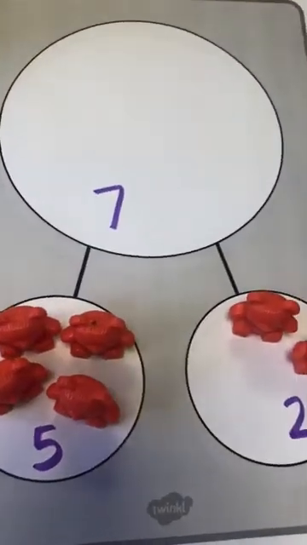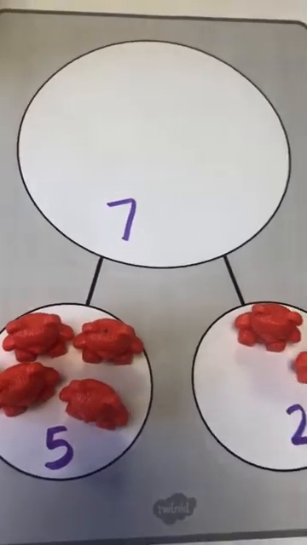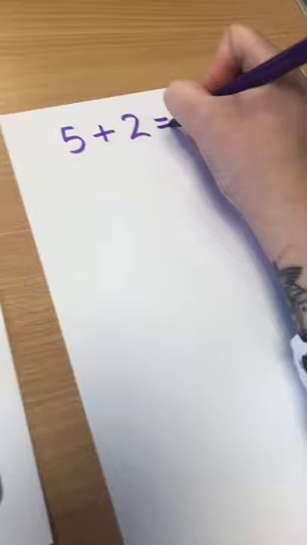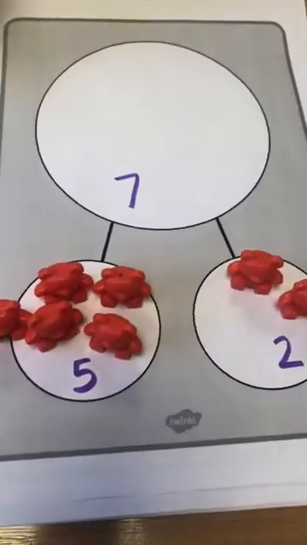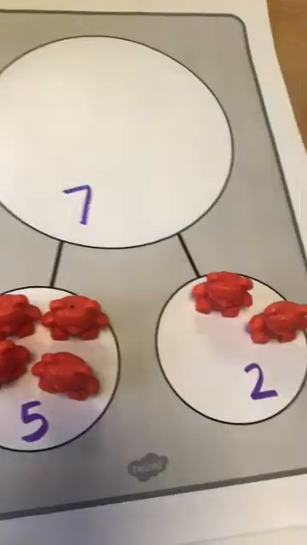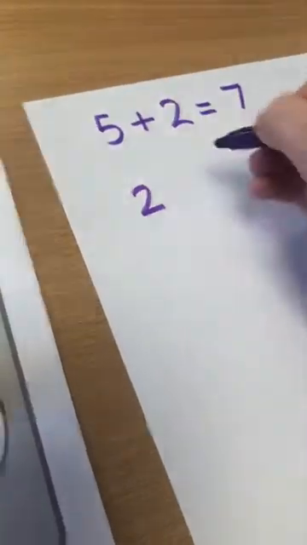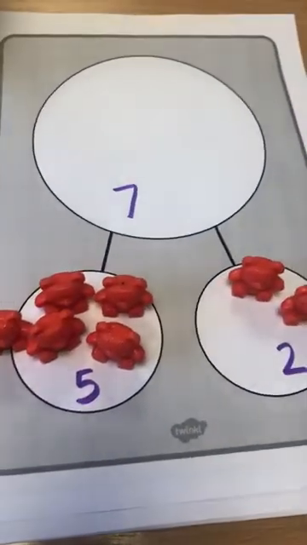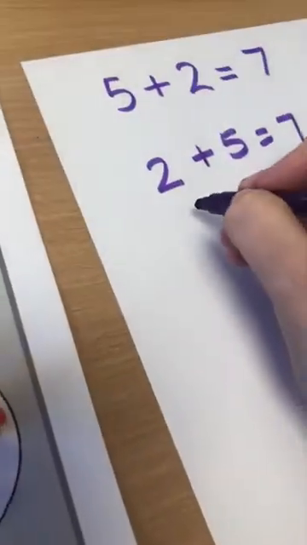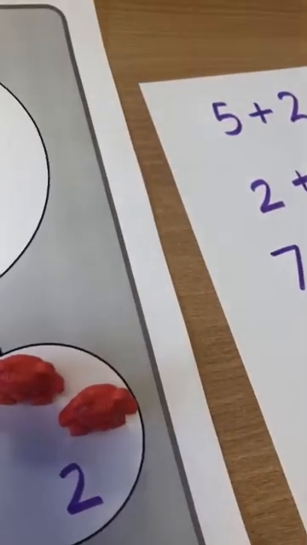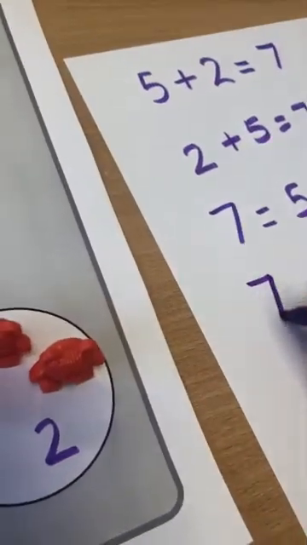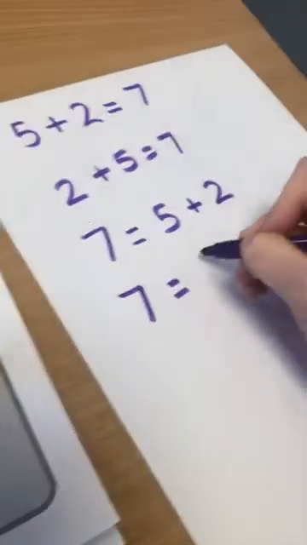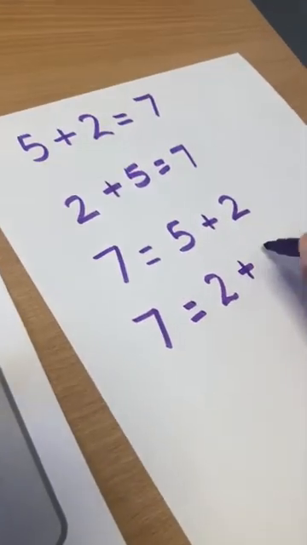So we can say 5 add 2 equals 7. The part of 5 and part 2 equals 7. We could also say 2 add 5 equals 7. We could also say 7 is the whole, which is equal to 5 add 2. And again, we know 7 is the whole, which is equal to 2 add 5.